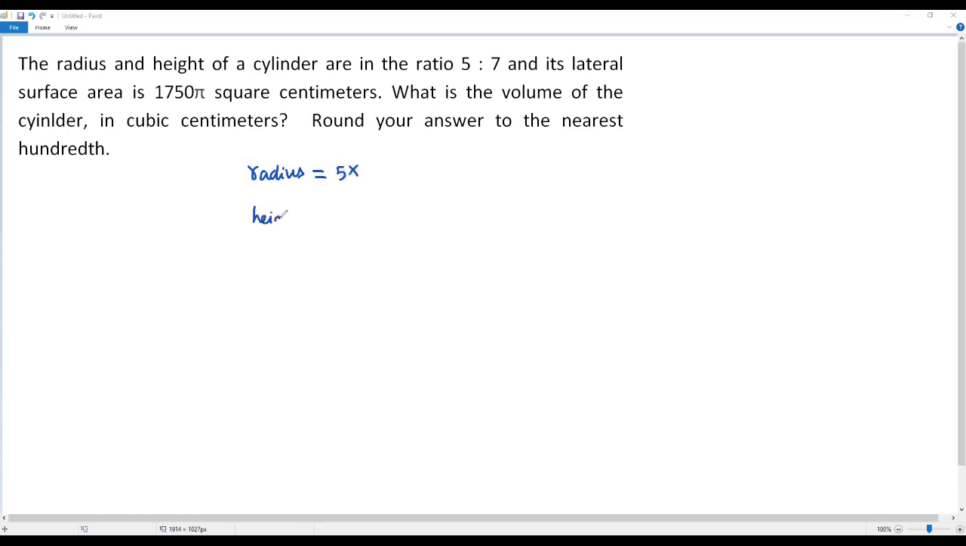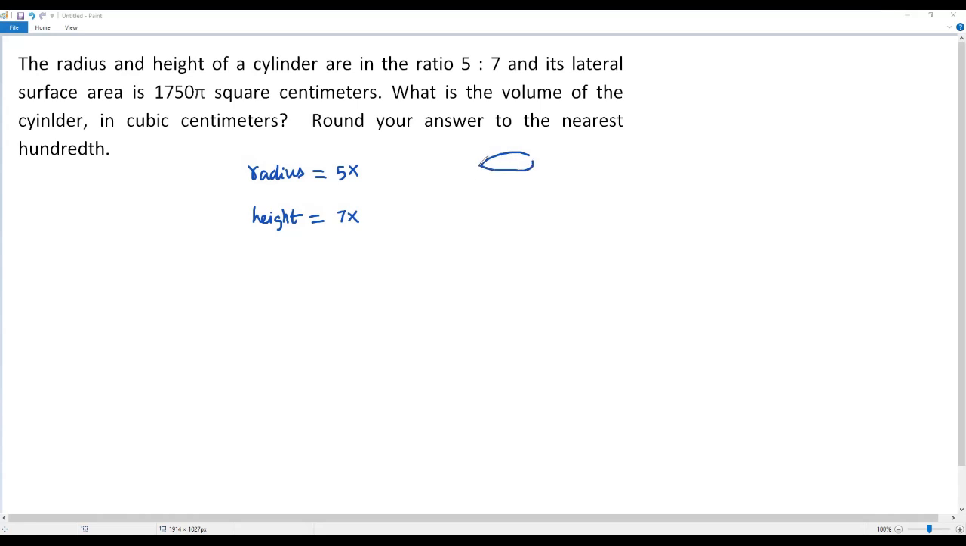Now to get the height of the cylinder, we multiply the second term of the ratio by the same non-zero number x. Then I'm getting 7x. Okay, here once I get the value of x, it can be multiplied by 5 to get the radius and by 7 to get the height. Once we get the radius and height, we can find the volume using the formula we have seen already. How do we get the value of x? For that, we have to use the lateral surface area of the cylinder, 1750 pi square centimeters.